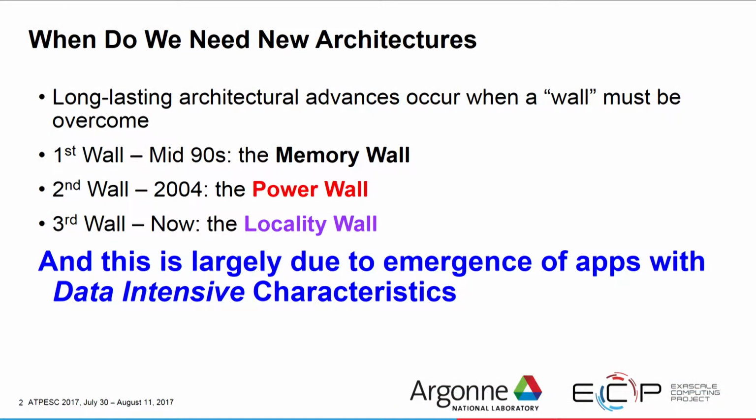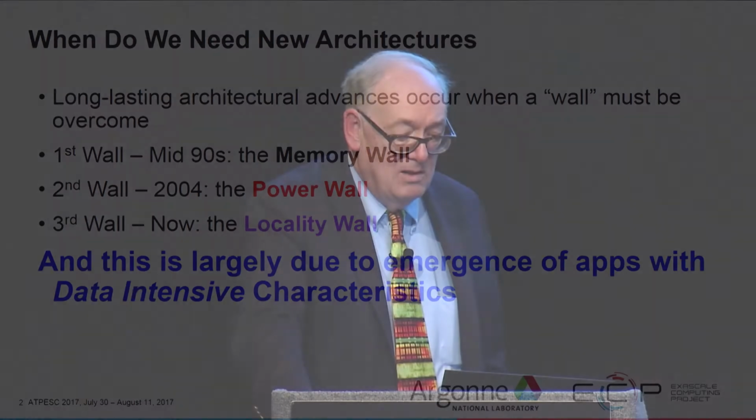In terms of why we need new architectures, if you look back over the past, and I'll do this briefly, the long-lasting architectural changes that we've seen have always occurred when there's been some sort of wall. The first wall was the memory wall in the 90s, and most of you look too young to remember that. Then there was the power wall of 2004, and even there I'm probably skirting a lot of age. So I do think right now, and this is what I'm going to try to convince you, that there's enough evidence that we probably are looking at a third wall that I'll call the locality wall.